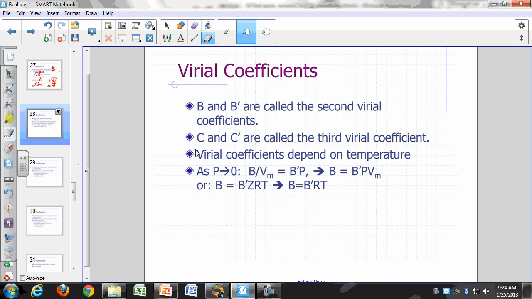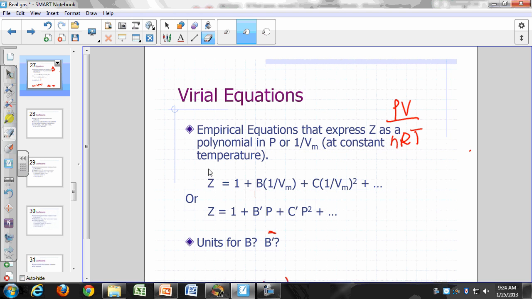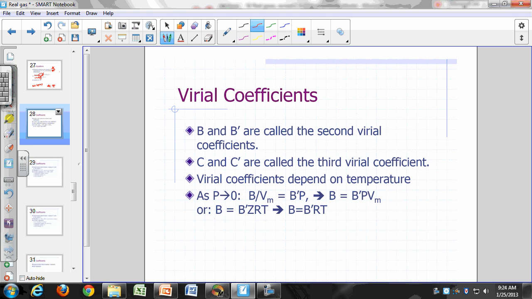Now, as P approaches 0, what do you notice about these equations? Let's look at some approximations we can make. If you truncate your equation to these two terms right here, remember, as P approaches 0, Z will approach 1. So B over Vm will be approximately equal to B prime P. So you can relate B and B prime. B is equal to B prime times P times molar volume.